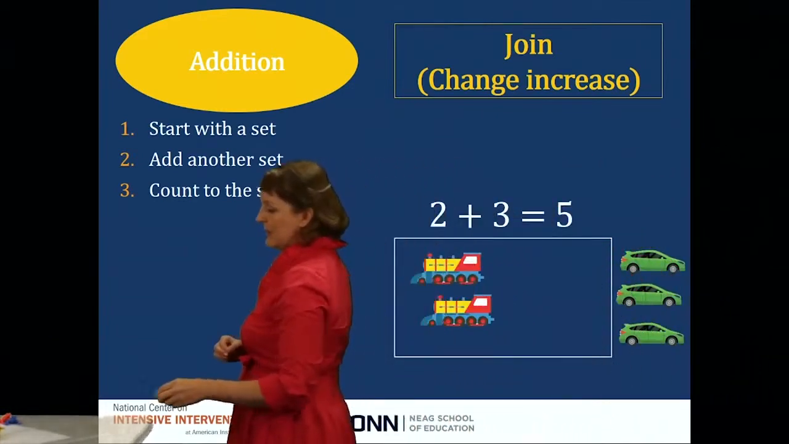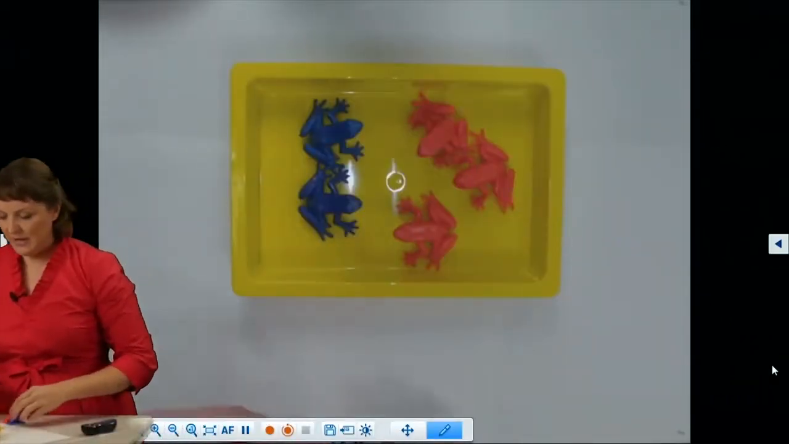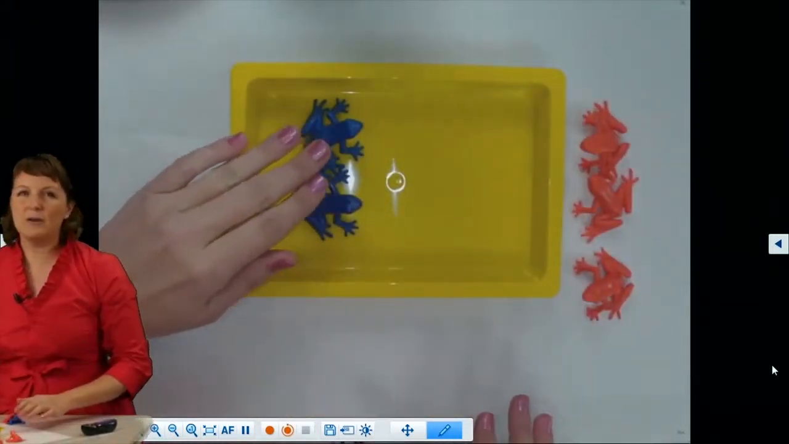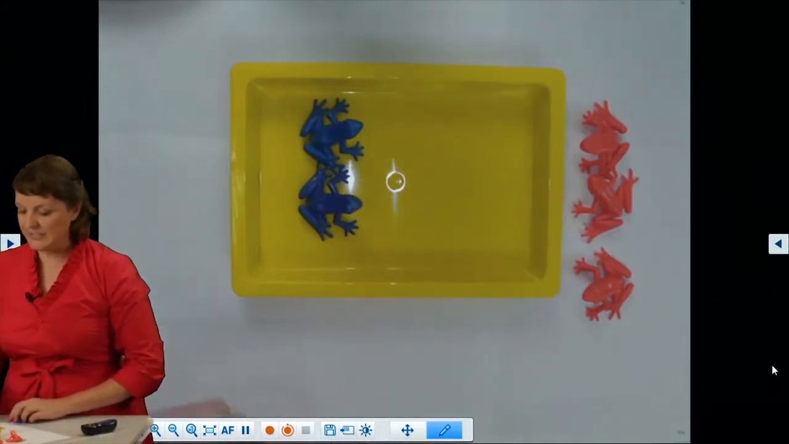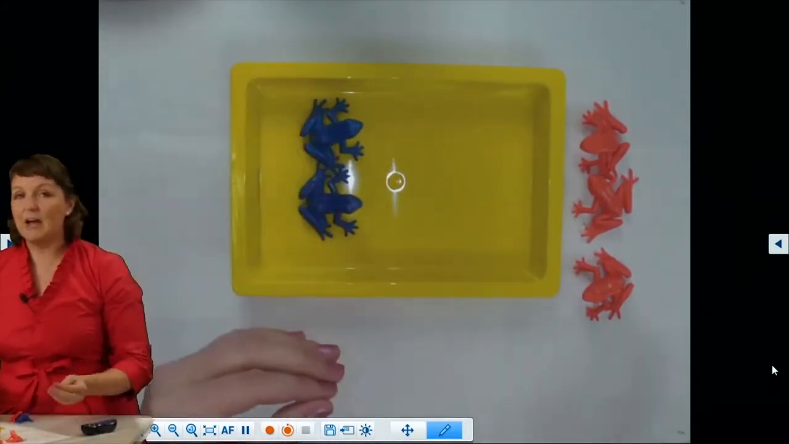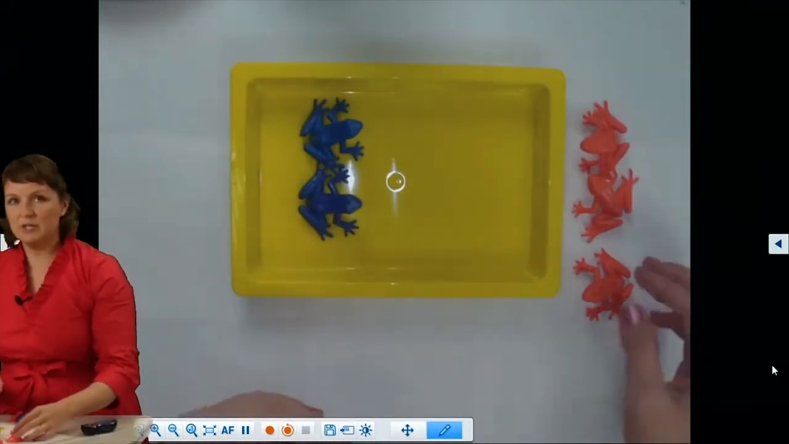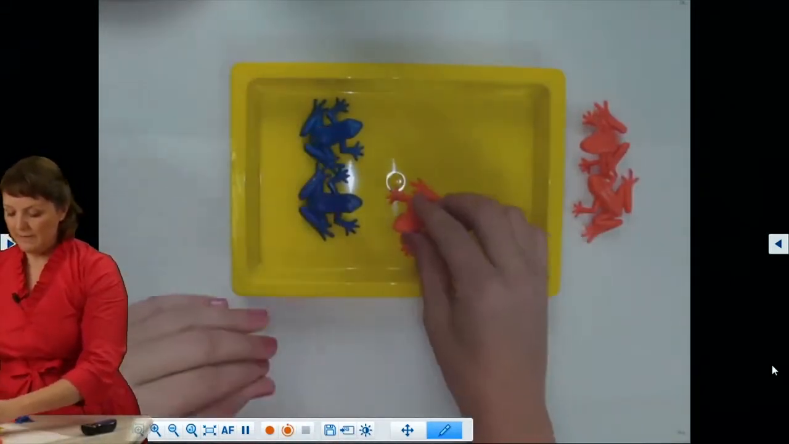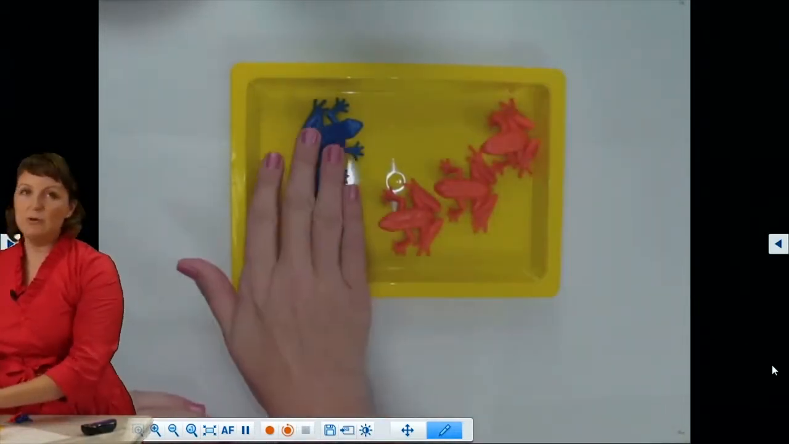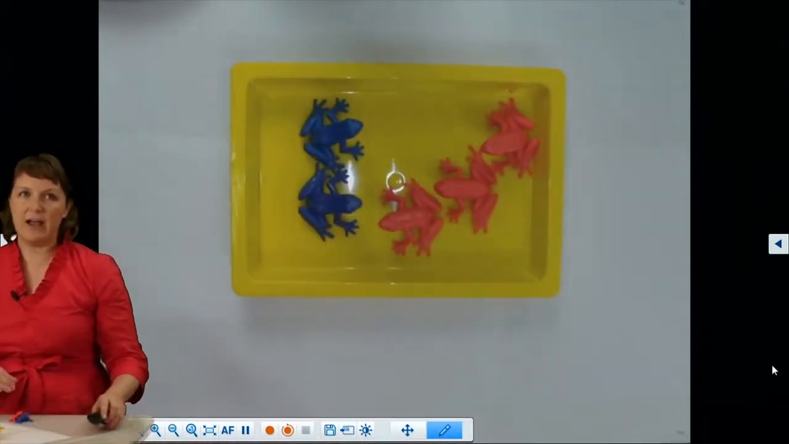So let me show you what that looks like with our manipulatives. So here I've got my frogs again, and remember with the join model, I'm already starting with some frogs in the set. So I'm already going to start with my 2, all right? And now I'm going to count on these 3 additional frogs. So 2, 3, 4, 5. 2 plus 3 equals 5.